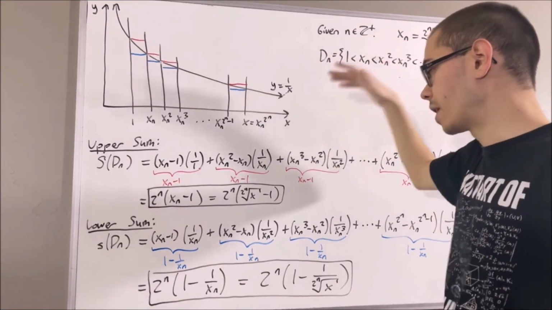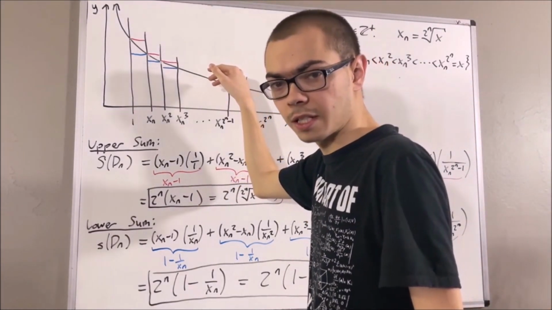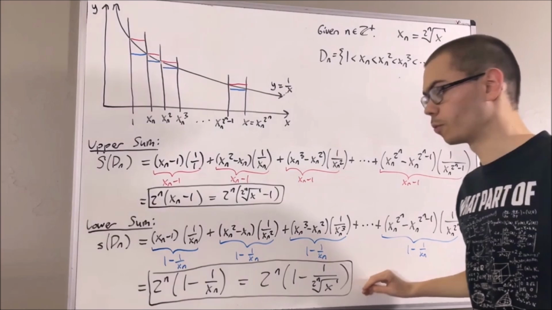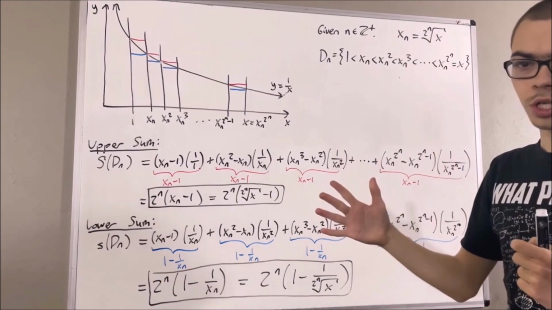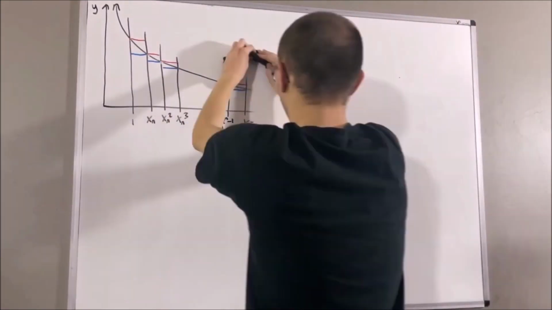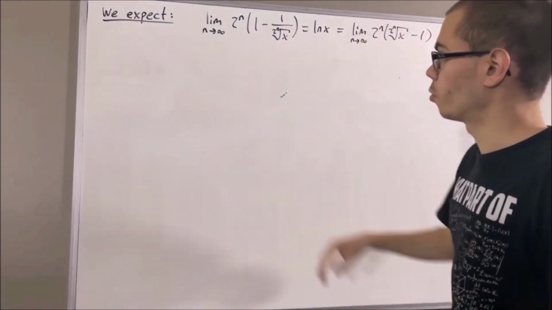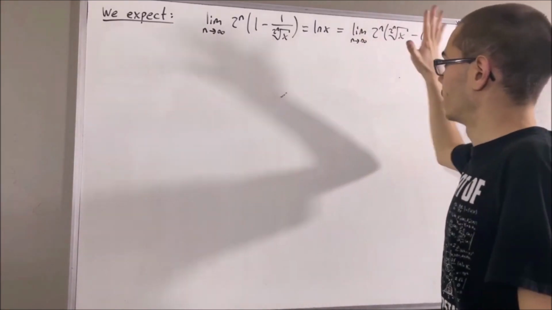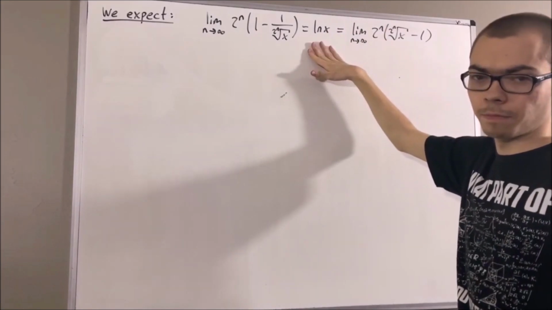Well then, we might expect this sequence to decrease to the actual area under the curve, natural log of x, and we might expect this sequence to increase to the actual area under the curve, which is natural log of x. And that is essentially the idea behind this alternative approach to defining the natural logarithm function. So we expect these two sequences to converge to the natural log of x. In particular, we expect this sequence to increase to the natural log of x and this sequence to decrease to the natural log of x.